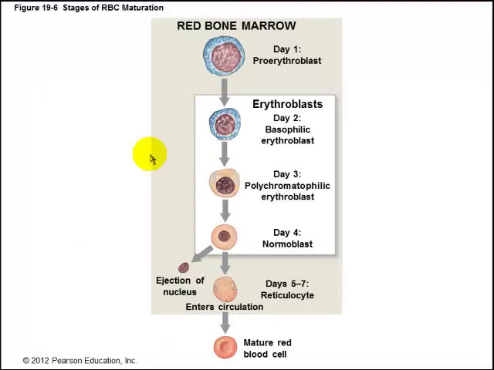So here we see these stages. Remember, we're in the red marrow, the myeloid tissue. Proerythroblast. Erythroblast goes through several stages. At the end of that stage, it gets rid of its nucleus. It just kind of spits it out, and the nucleus will get eaten by a macrophage. And then in about a week after we started, it's ready to enter the circulation, and then a few days after that it becomes a mature red blood cell.